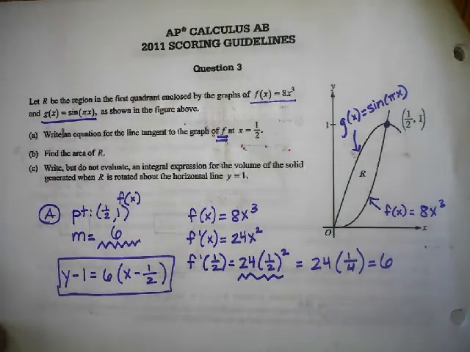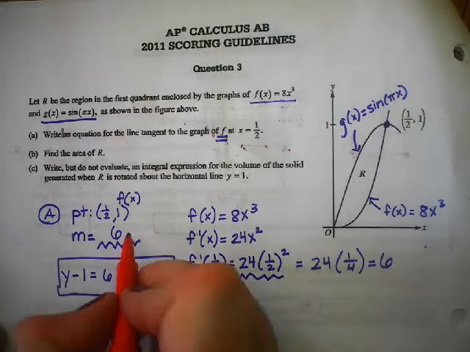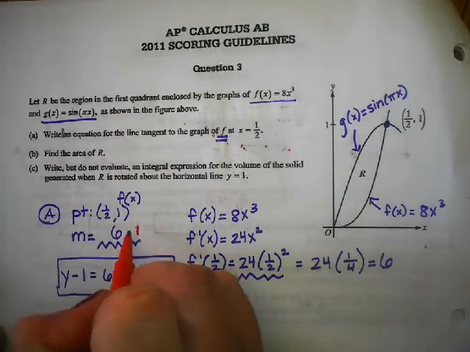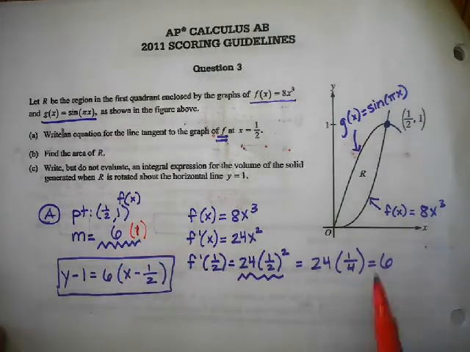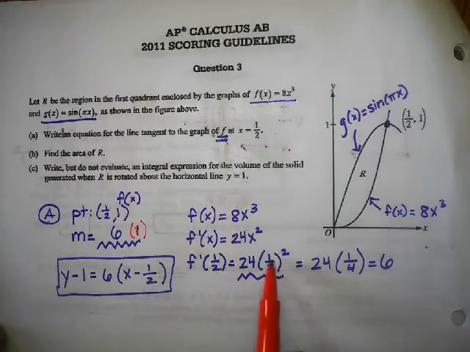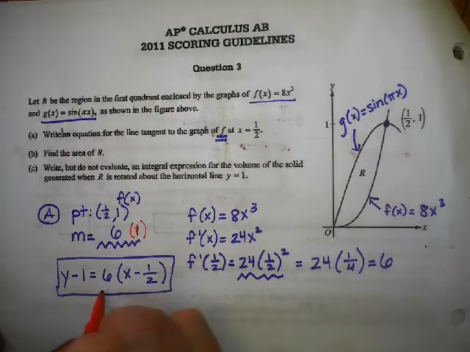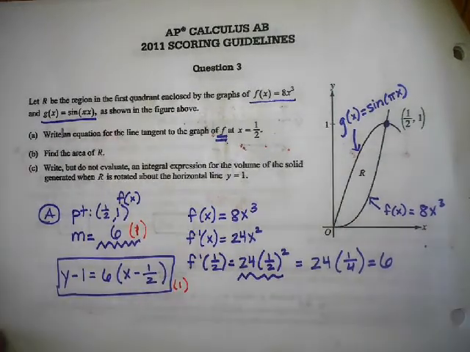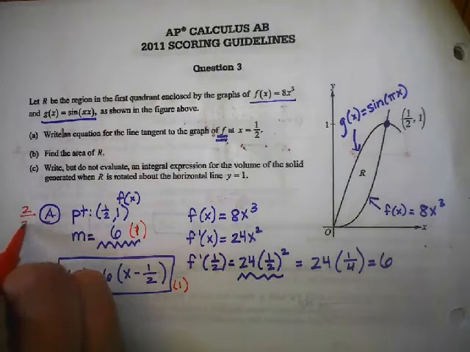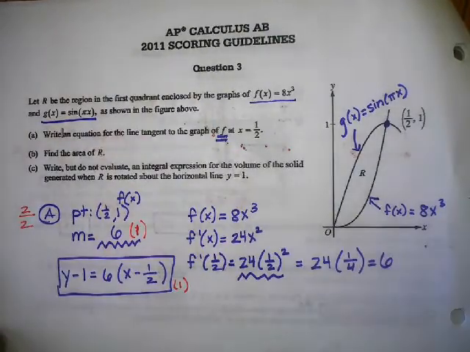The way the points were awarded this year, if you came up with your slope of 6, you got 1. Another way is you could have left it as this 24 times 1/2 to the squared power, 1/2 squared, that would have also been okay. And then writing it all as an equation gave you your second point, earning you 2 points for part A.